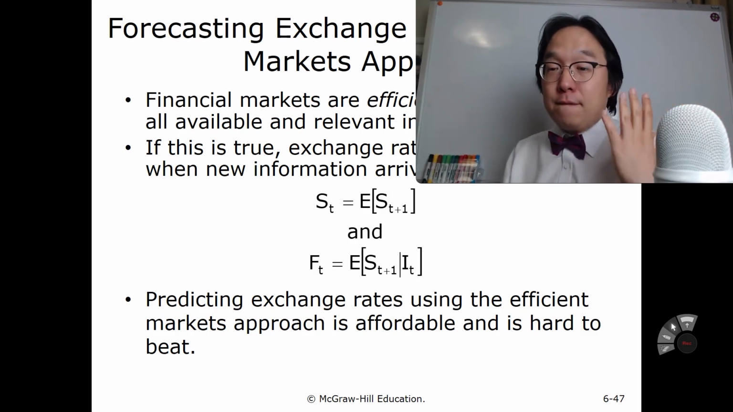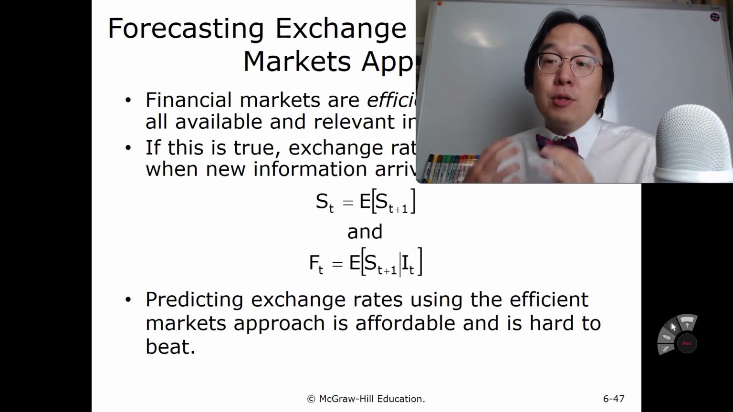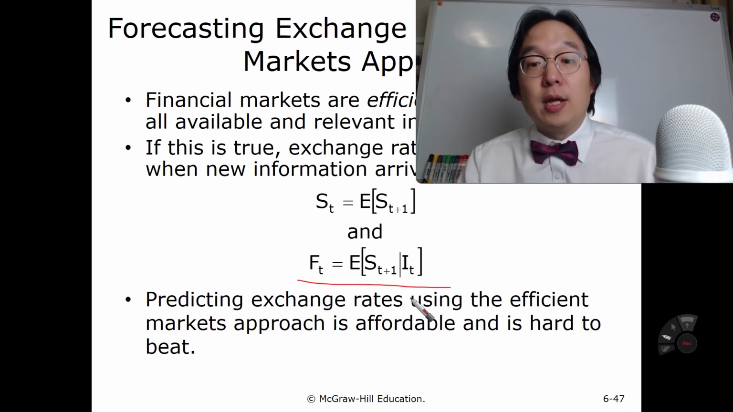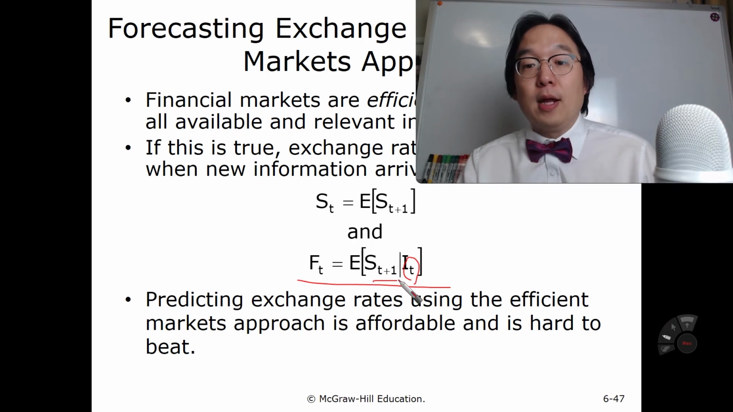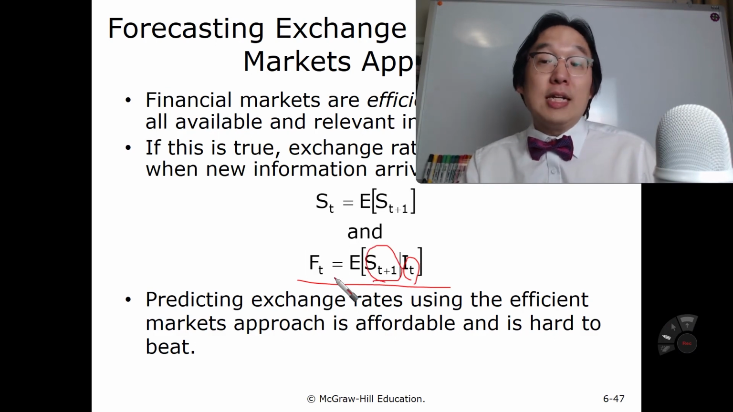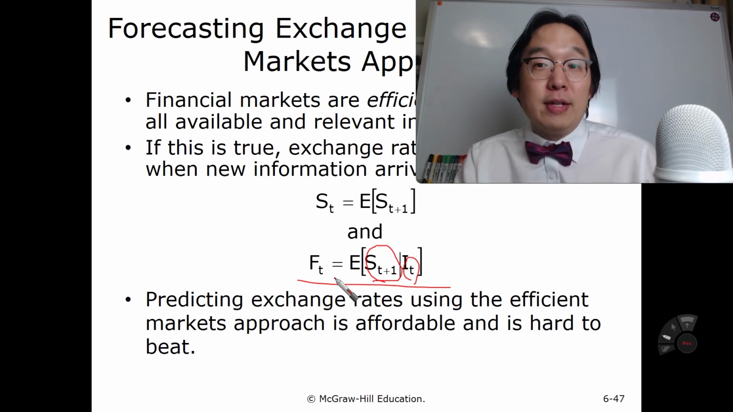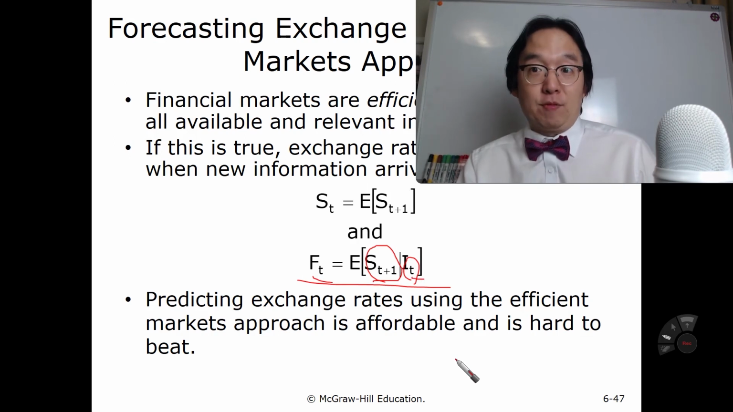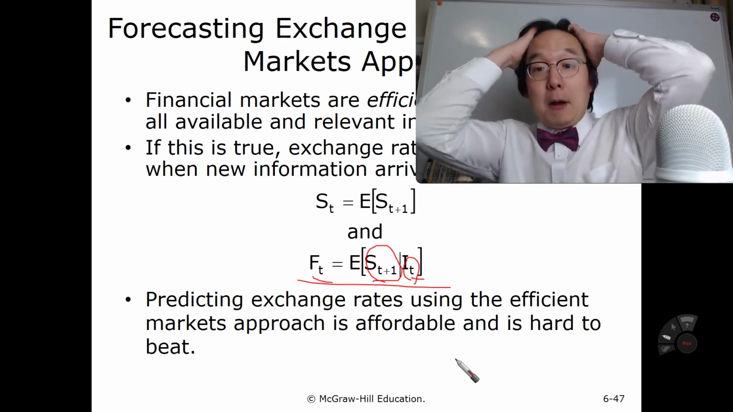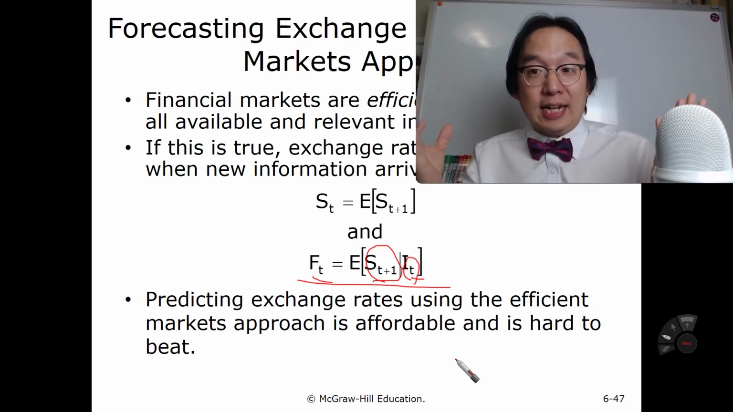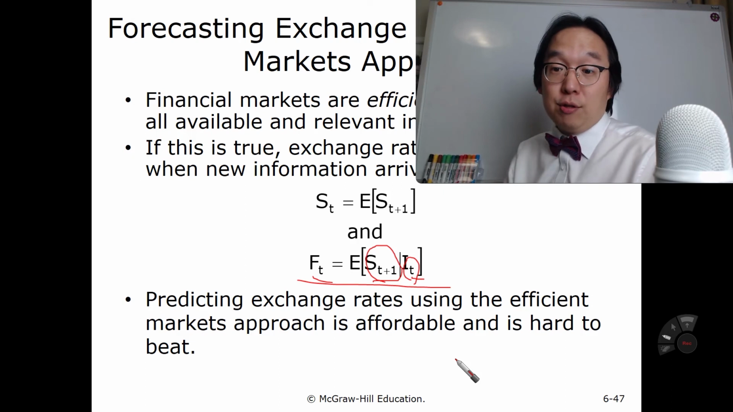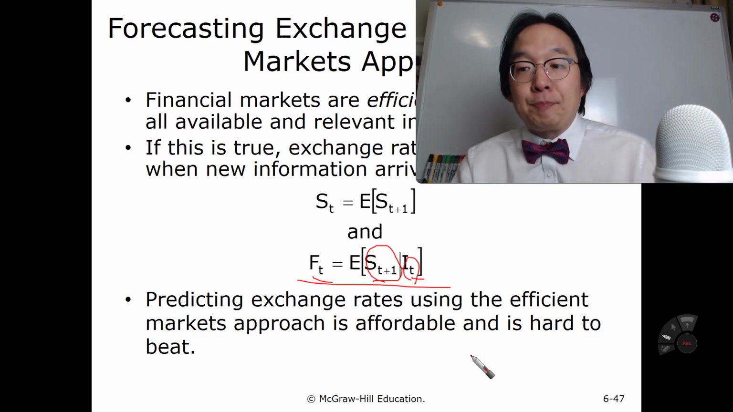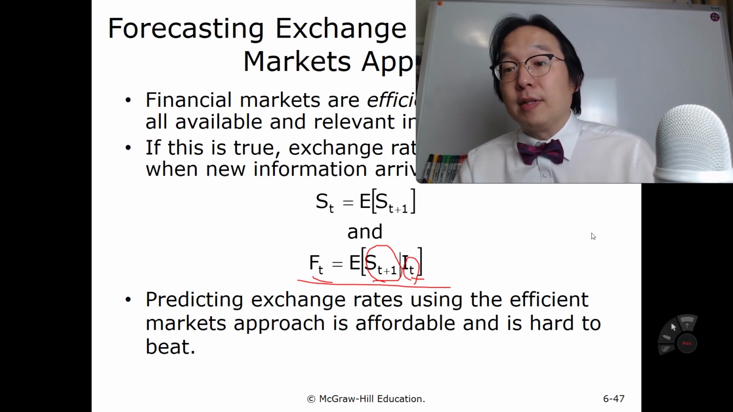Anyway, the forward exchange rate, given today's information, right? That's this guy, the forward exchange rate given today's information, is our expectation about next year or the next time point, t+1, standing at today based on today's information. This is what the market efficiency guys say. Predicting exchange rates using the efficient market hypothesis is affordable and is hard to beat. Essentially, that's a summary of what I've said before.